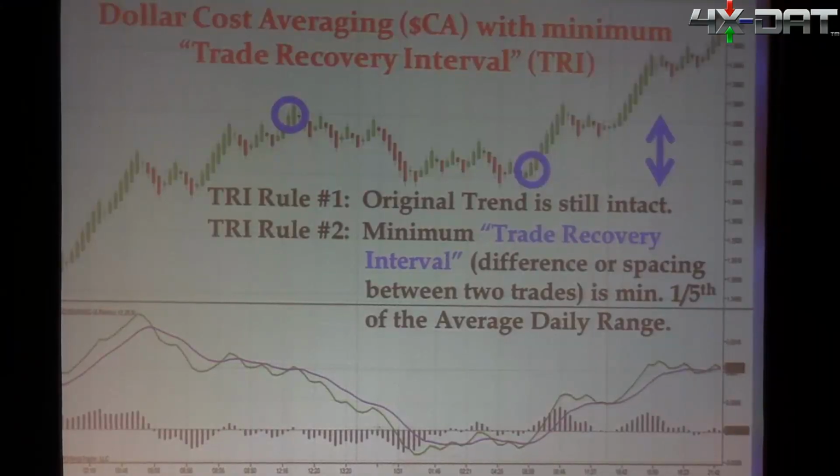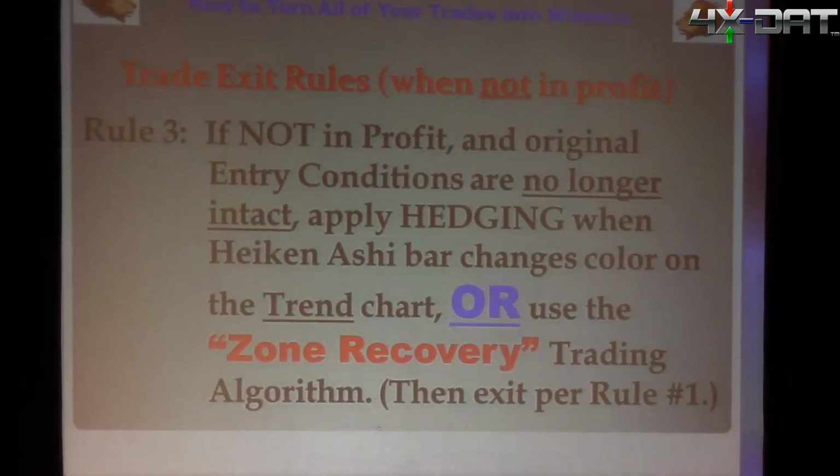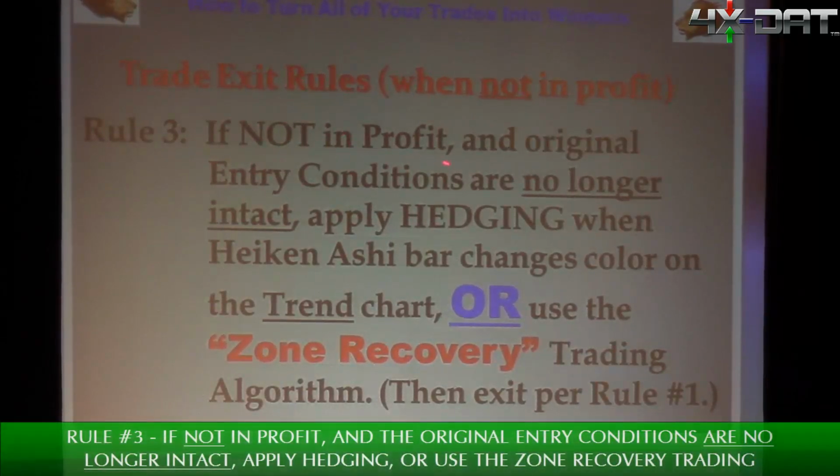We went over these rules, tried to maintain or be mindful of not having the trades too close to each other if they are naked. If they are not naked, it doesn't matter. Right? All right. Rule 3. If not in profit and originally entry conditions are no longer intact, apply hedging when the Fibonacci bar changes color on the trend chart.